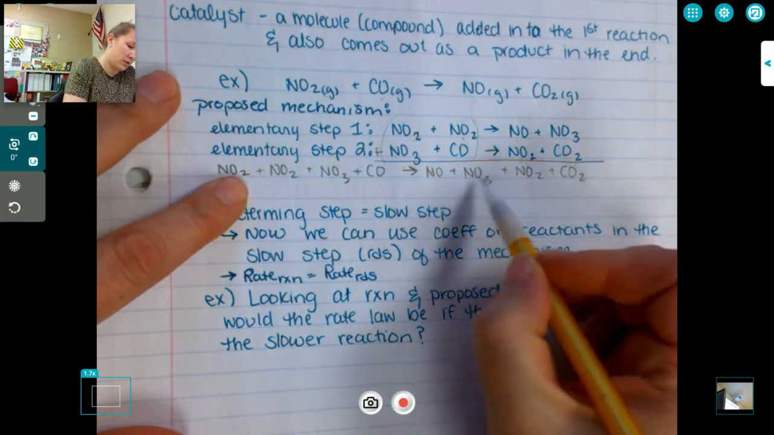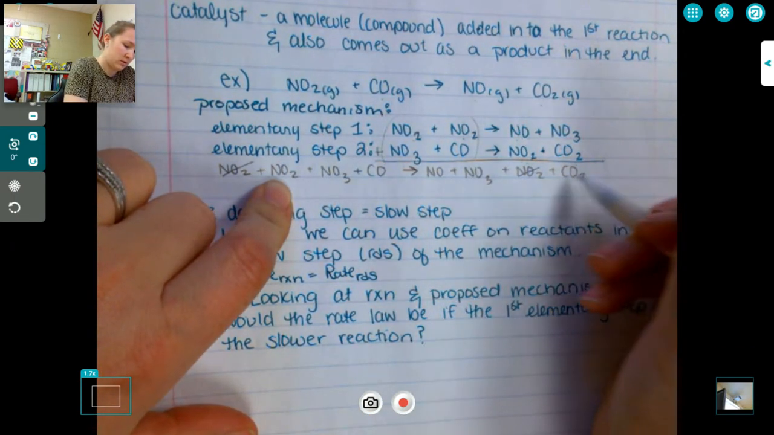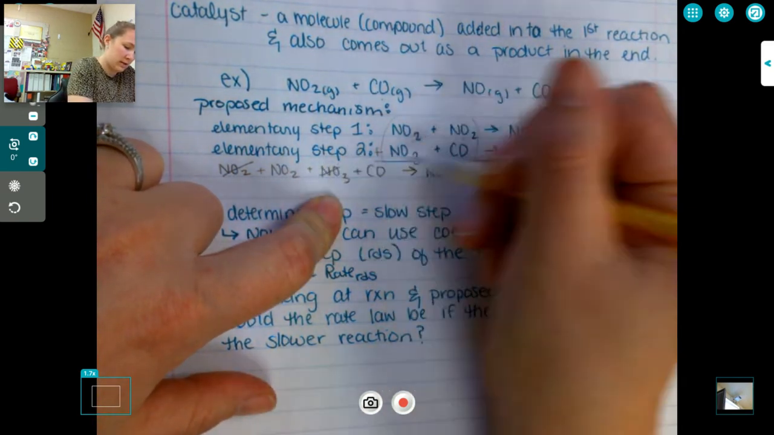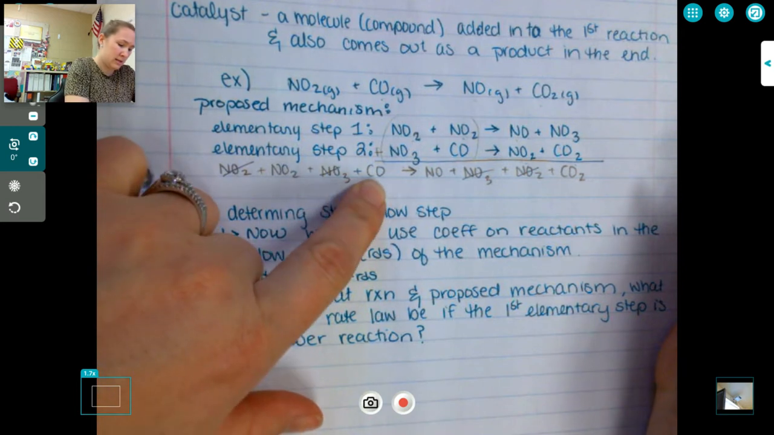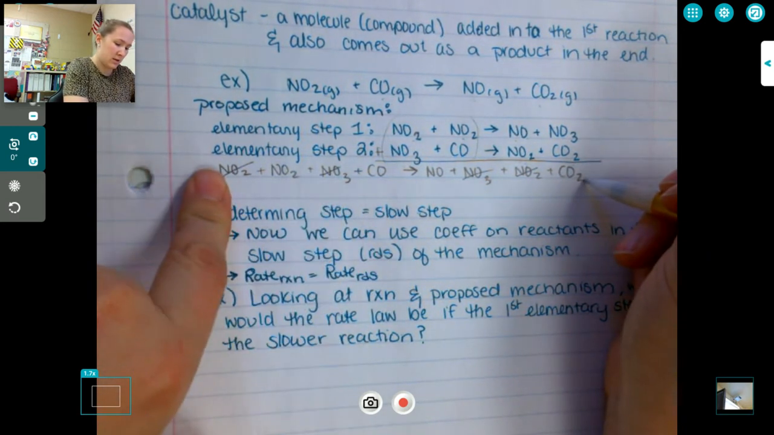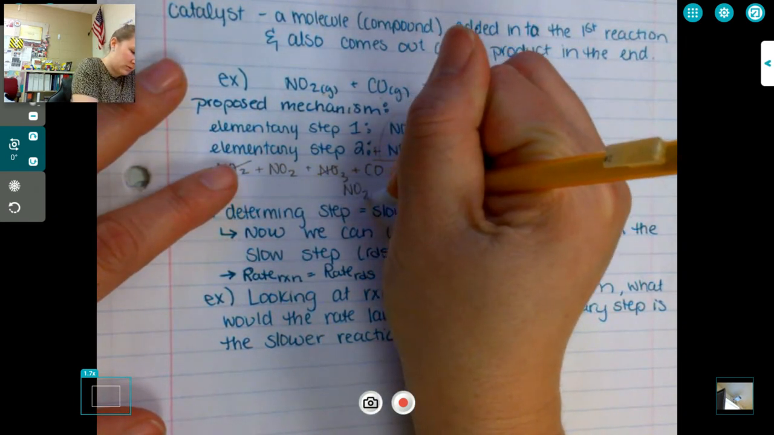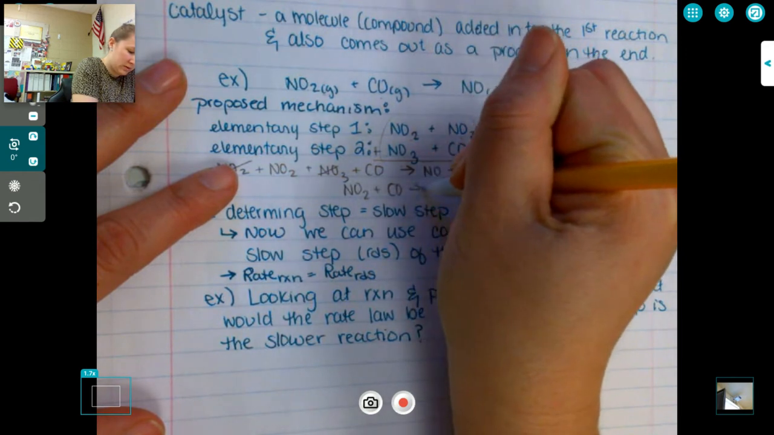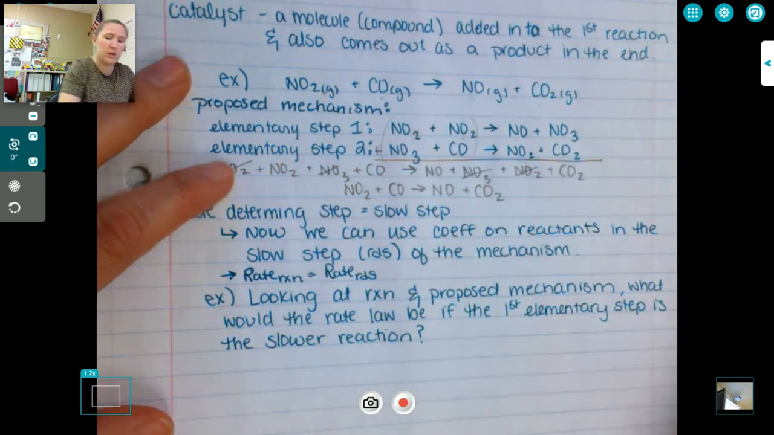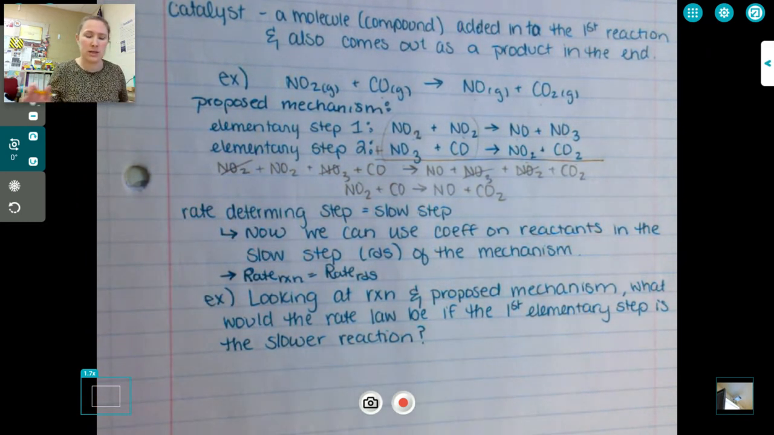So NO2, NO2, cancel out. NO2, not another one, so that stays. NO3, NO3, that goes away. CO, nothing over here. Carbon dioxide, nothing over here. So then I rewrite what I have left: NO2 plus CO makes NO plus CO2. And you might not have had to write this step down. That's fine. I'm just showing it to illustrate everything.